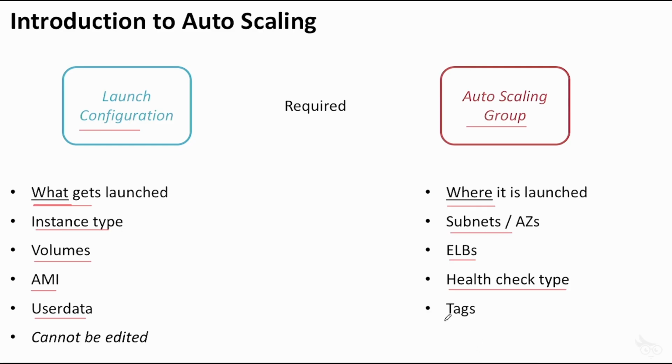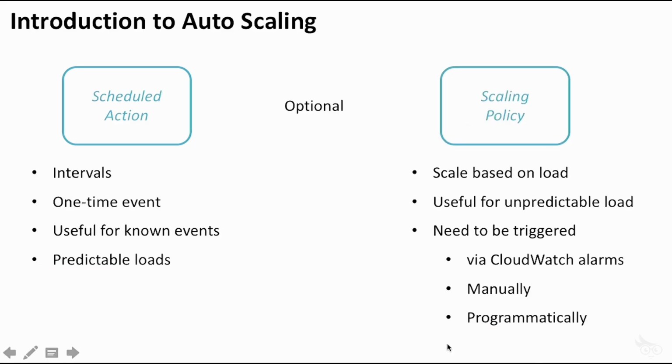If we specify tags, as we should be doing in order to keep our environments organized, we have the option of adding these tags to the autoscaling group, and then the autoscaling group can propagate those tags to the instances that are launched. A couple of things that are optional within autoscaling would be things like scheduled actions.